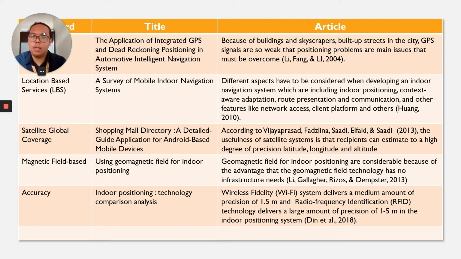The third one is satellite global coverage. The article is Shopping Mall Directory, a detailed guide application for Android-based mobile devices. And according to Vijaya Prasad, Fazlina Sa'di, Al-Faqih and Sa'di, with the usefulness of satellite systems, the receiver can estimate to a high degree of precision the latitude, longitude, and altitude.